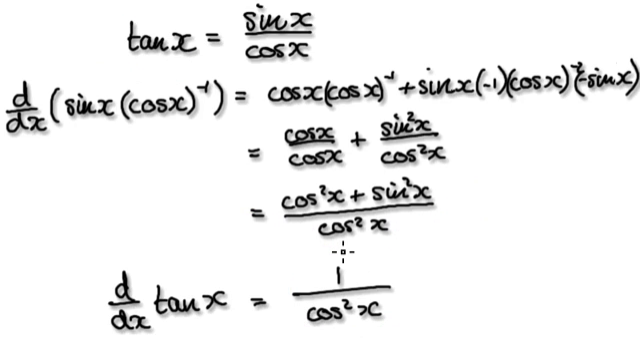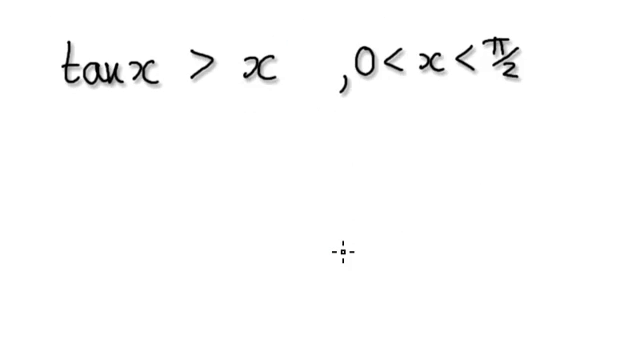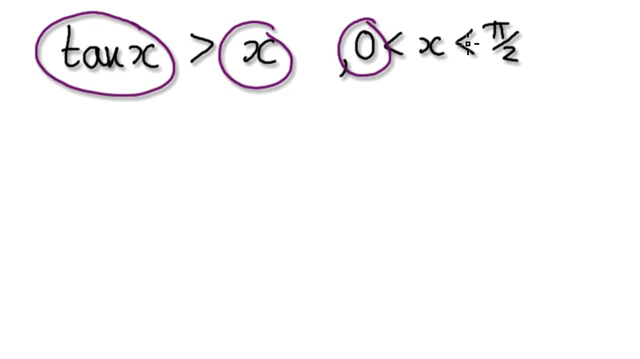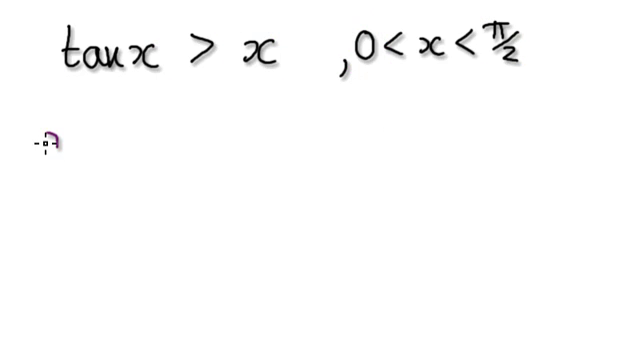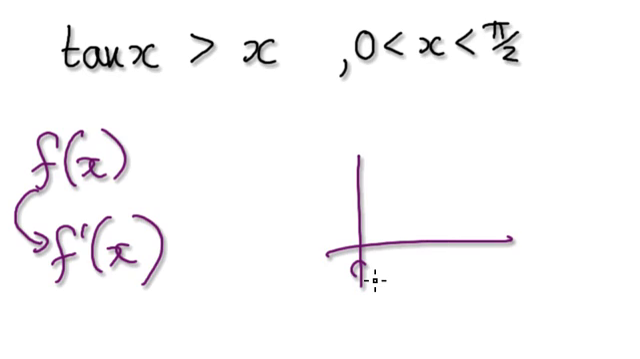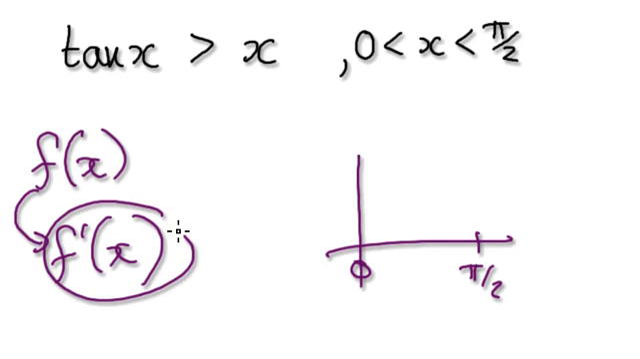Anyway, prove that tan of x will always be bigger than x, for x being greater than 0 but less than pi over 2. Remember, our normal routine is to set up a function and then differentiate it, and then realize that within the region that we're talking about, f prime of x will be greater than 0.